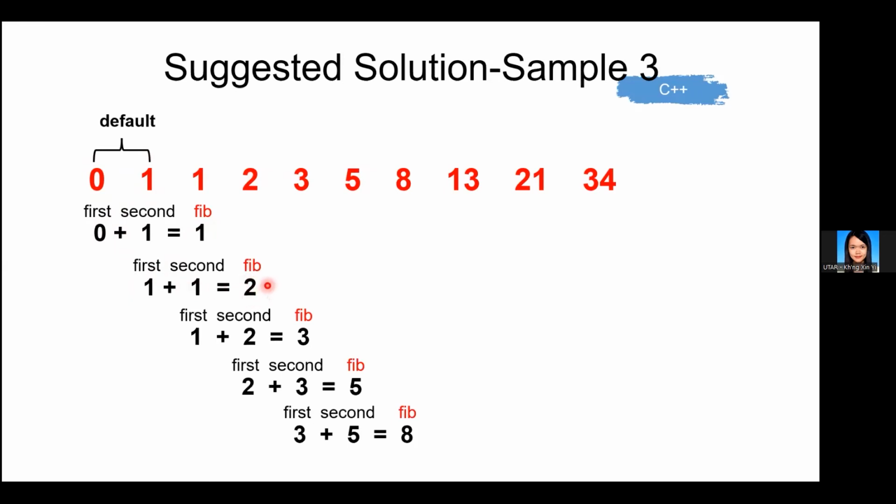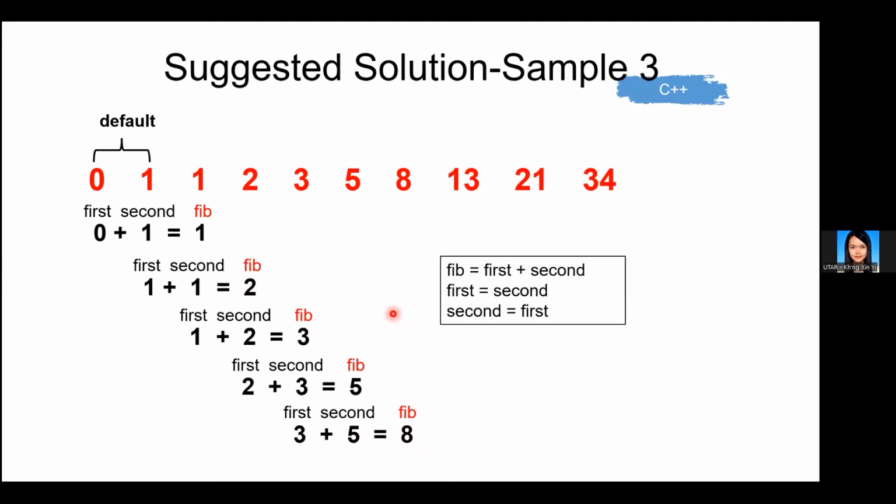This is the fourth Fibonacci number. 1 plus 2 equal to 3. This is the fifth. 2 plus 3 equal to 5. This is the sixth Fibonacci number. 3 plus 5 equal to 8. This is the seventh Fibonacci number. So you can see that we add the first and second to get the Fibonacci number.